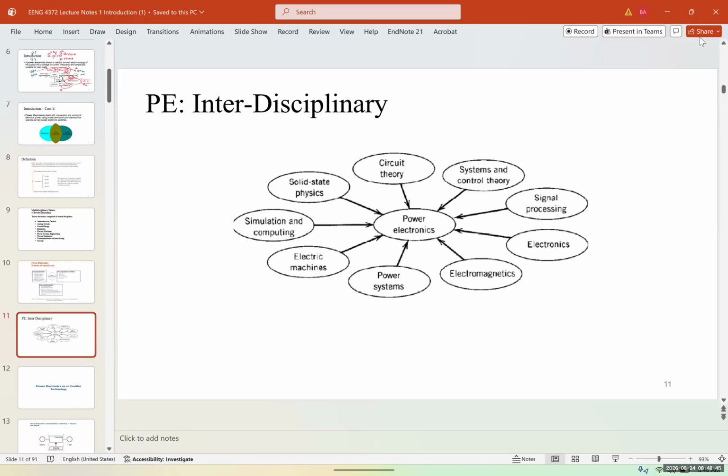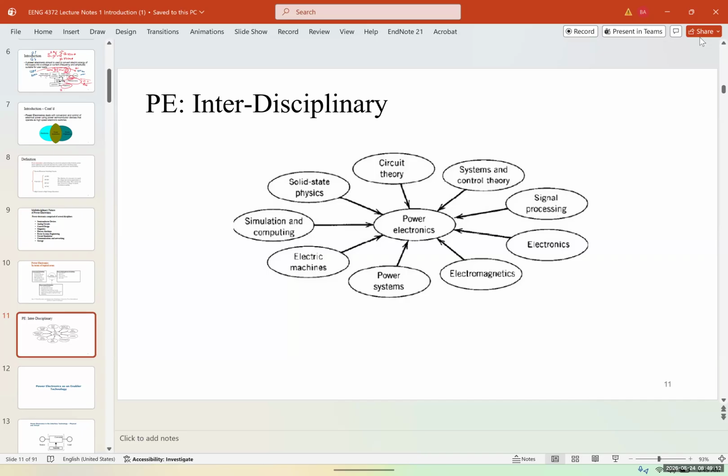Now, this graph shows the interdisciplinary character and nature of power electronics that covers circuits, from circuit theory to signal processing to electronics, magnetics, power systems, machines, solid state physics, simulations and computing, and so on. And I'll give you an example later on.